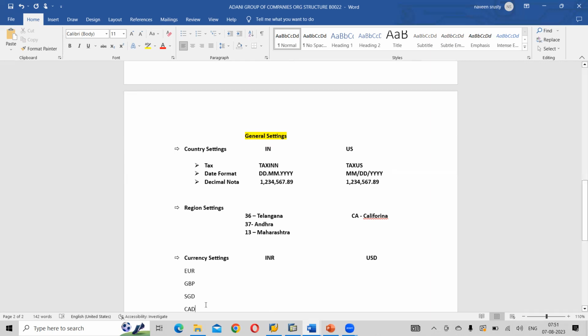It will be there, but due to some reasons, if it is not available, then we need to create these currencies. So if they are handling 10 currencies, we need to check these 10 currencies are available in the system or not. Is that clear?